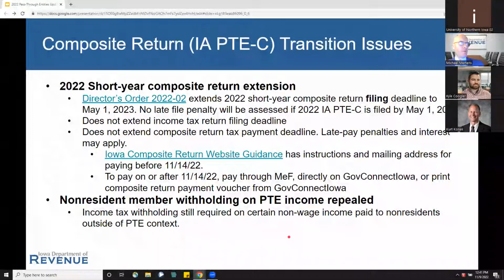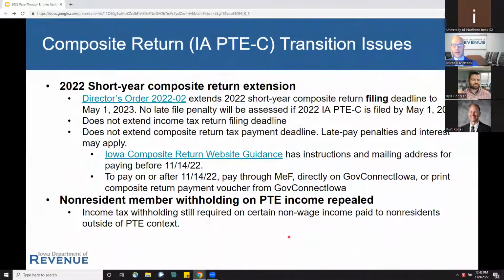Finally, there are a number of pass-through entities who may have a short tax year in 2022, a tax year that began in 2022, so they're subject to the new composite return law, but their tax year ended before a normal 12-month tax filing period. They may have a due date for the composite return before the original, normal 12-month filing period, which would be due on May 1st, 2023.